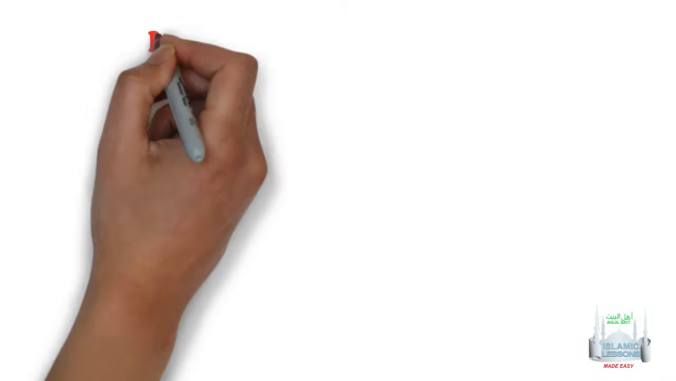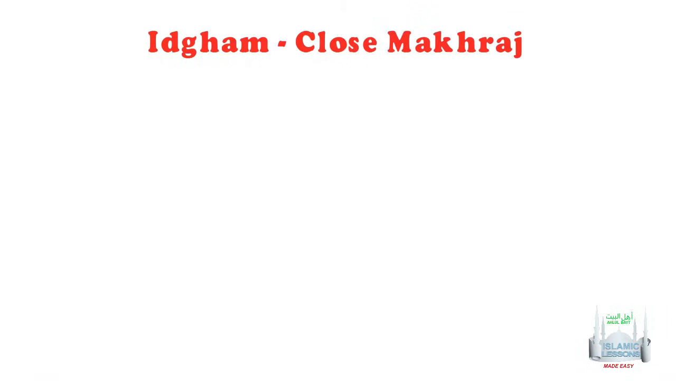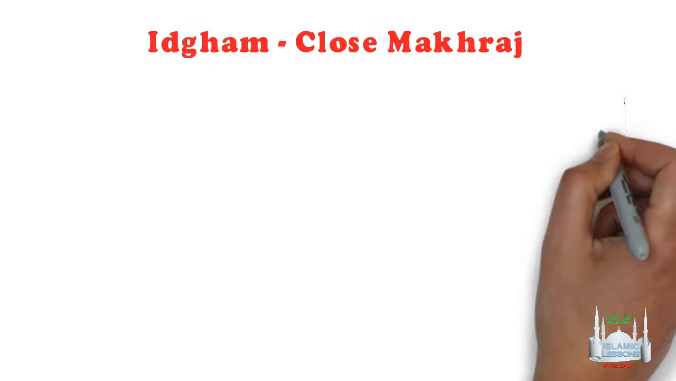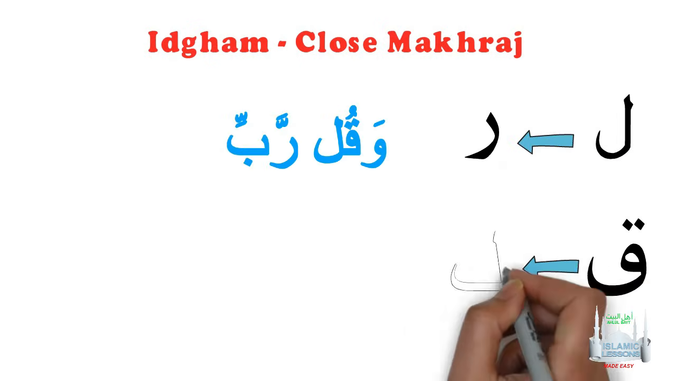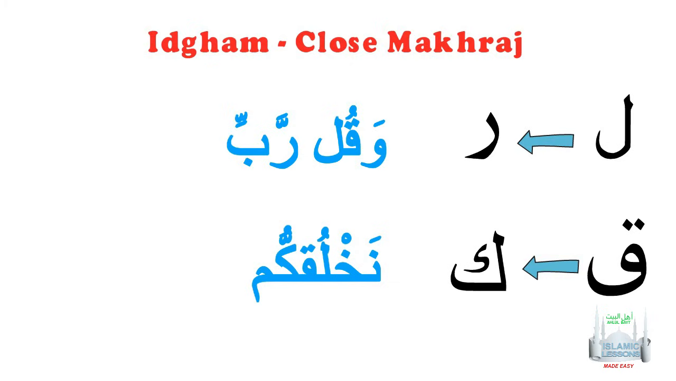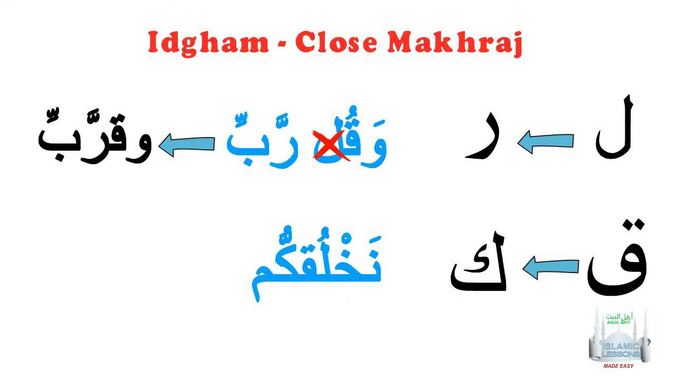The third type of idgham happens when the letters are close in the makhraj. It happens on the Laam and the Raa and happens on the Qaaf and the Kaaf. In this case, we drop the Laam and read it as وَقُلْ رَبِّ and not وَقُلْ رَبِّ. In this case, we drop the Qaaf and read it as نَخْلُقكُمْ and not نَخْلُقكُمْ.